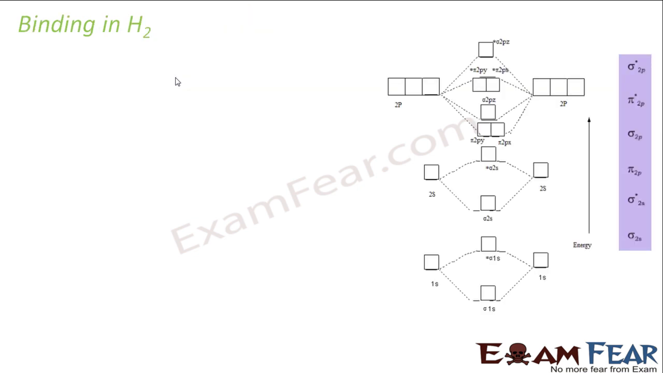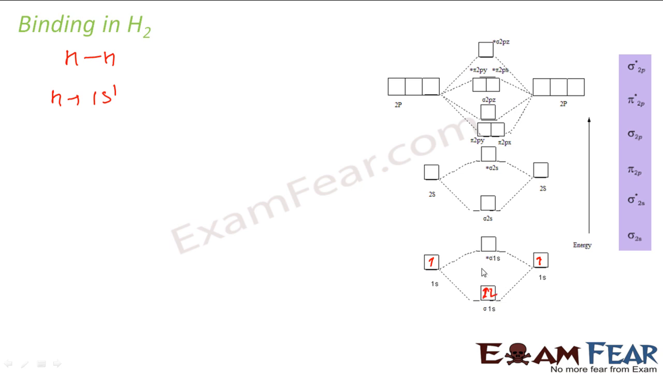Correct. We'll take some examples where we'll explain all the properties once again. So we'll start with hydrogen. The hydrogen molecule is nothing but two hydrogen atoms, and the electronic configuration of a hydrogen atom is 1s1. So I have one electron here, one electron here, right? So if you fill this, there are two electrons here.